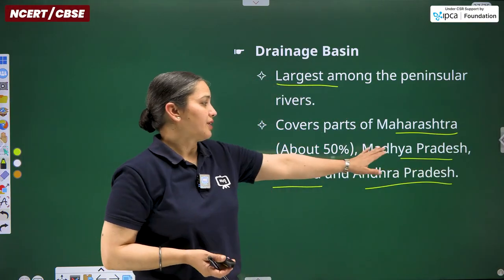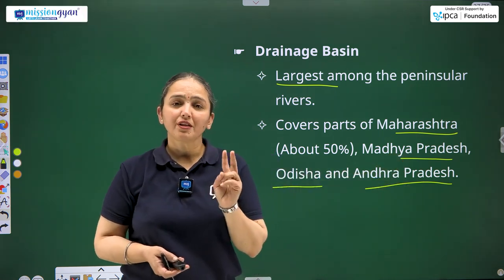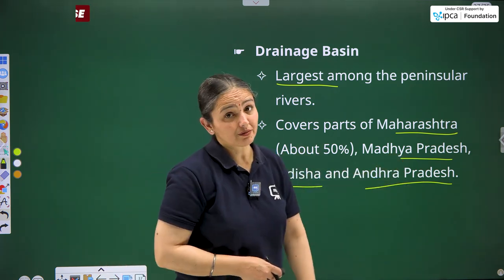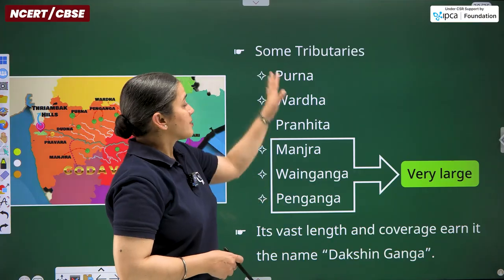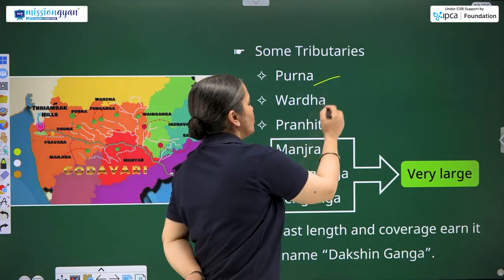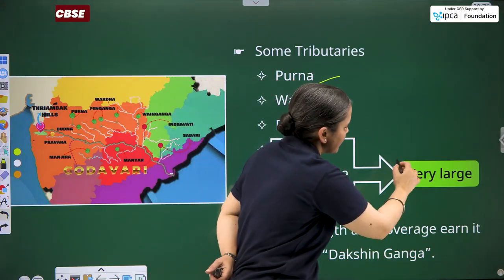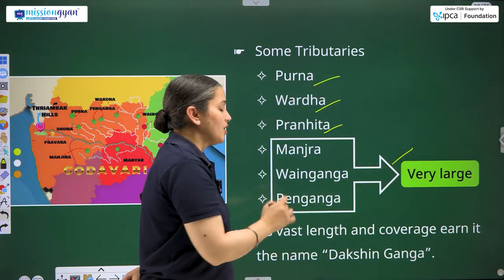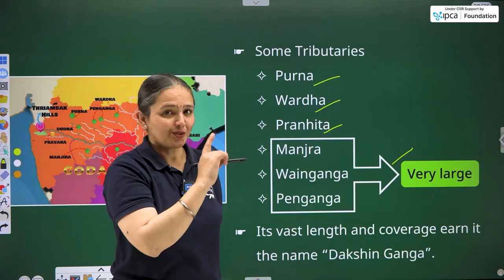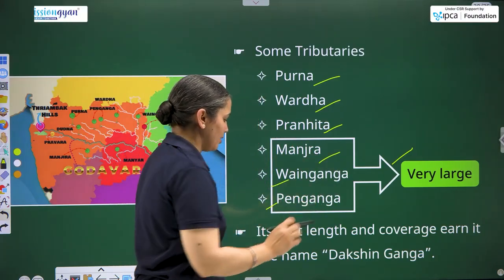So the third river is covering Madhya Pradesh state. Narmada is also covering, Tapi is also covering, and Godavari is also covering. Some tributaries of the Godavari river are Purna, Varda, Pranhita, but among them, these are the very large tributaries, not as large as the Godavari. So these are Manjara, Venganga, Penganga.